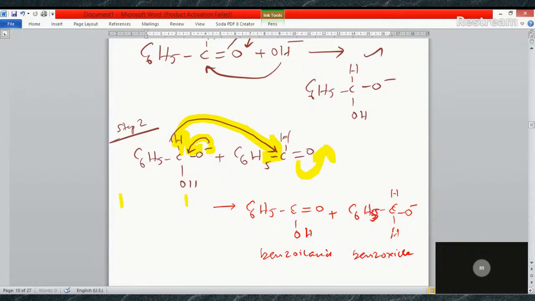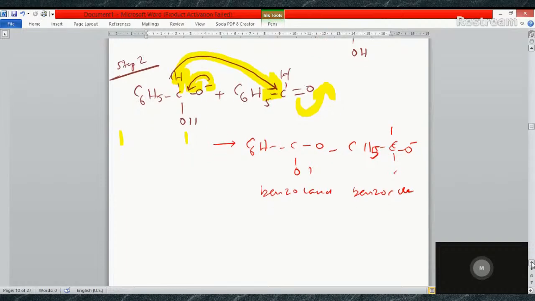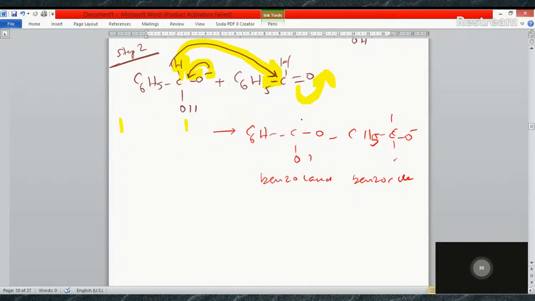So two steps are explained so far. Now the third step. Write the products on the reactant side. The products obtained above can be written on the reactant side: benzoic acid and benzoxide ion. They can be mentioned here on the reactant side, C6H5COOH plus C6H5CH2O minus.